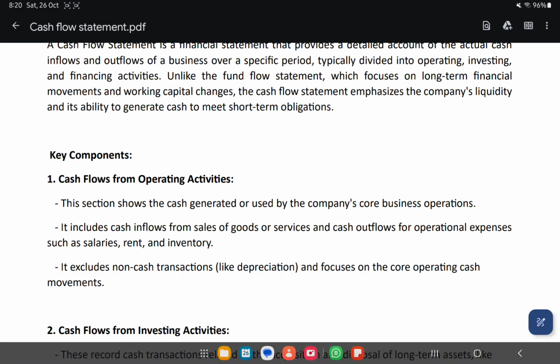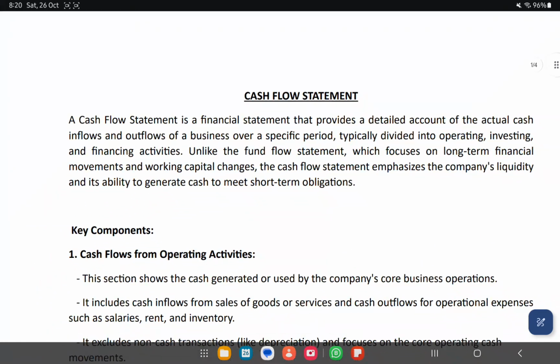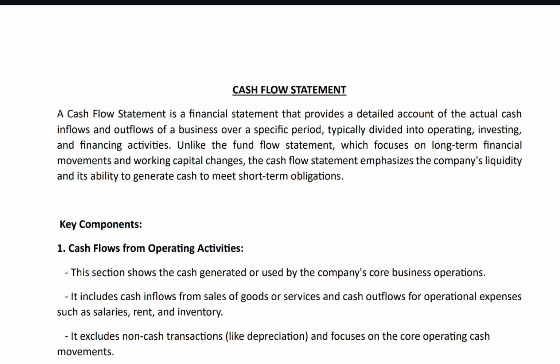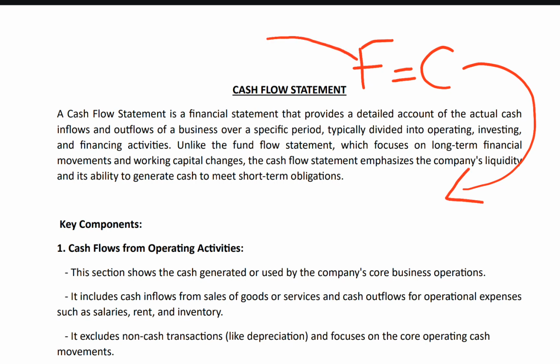Okay, cash flow statement. Now let's see what is a cash flow statement. Unlike the fund flow statement, the cash flow statement shows the changes in the cash availability of the business. In the fund flow statement, we saw what happened to the availability of fund to the business. Remember, fund and cash are different concepts in finance. Cash means liquid cash, the money that is available with the business at any point of time. Whereas fund is the total available fund.